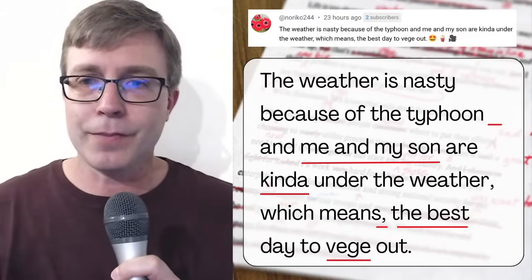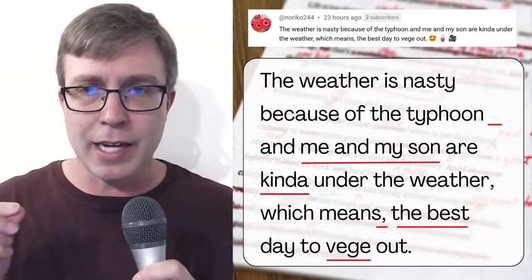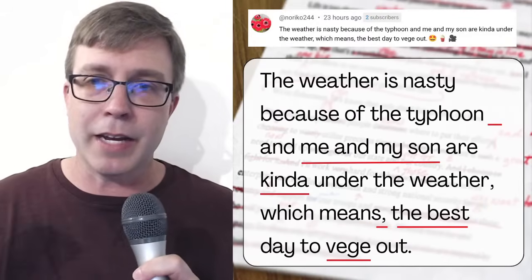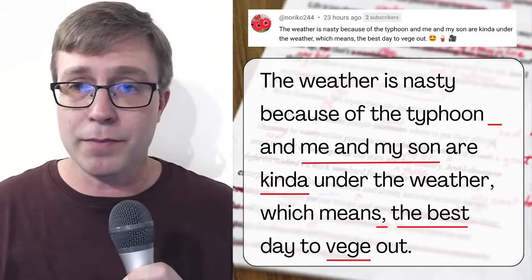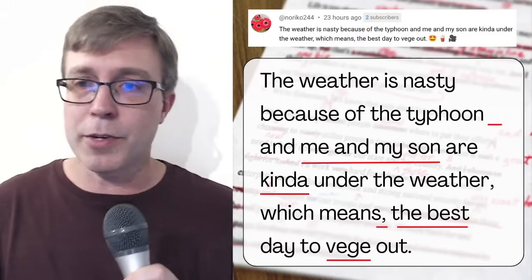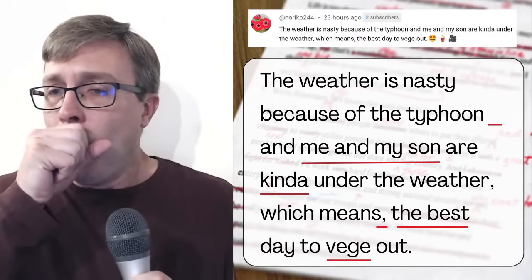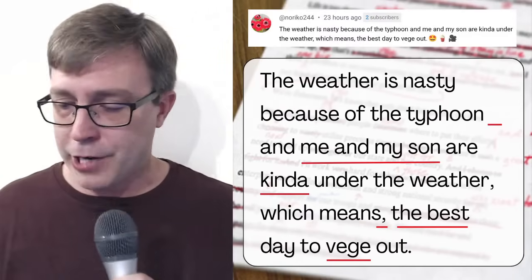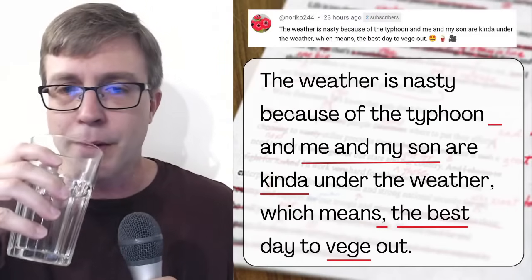So for this one, we'll do a little at a time. And I've just underlined the things that I want to change. The weather is nasty because of the typhoon. And me and my son are kind of under the weather, which means the best day to veg out. Got to do something about this.